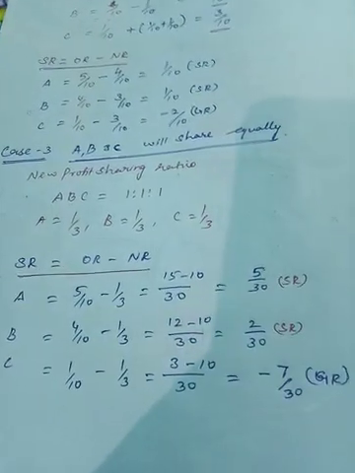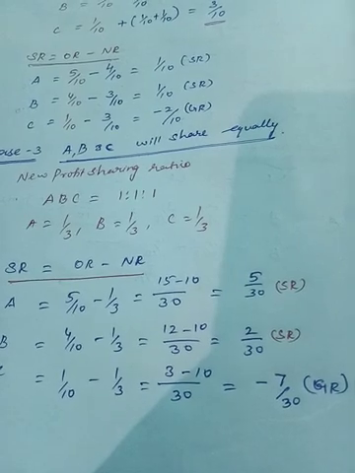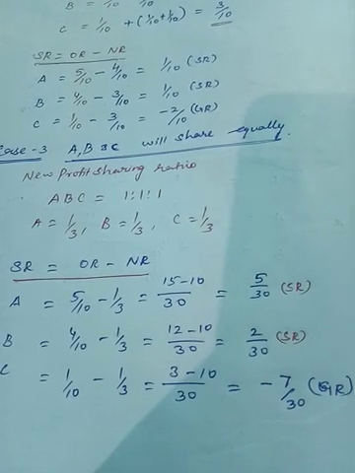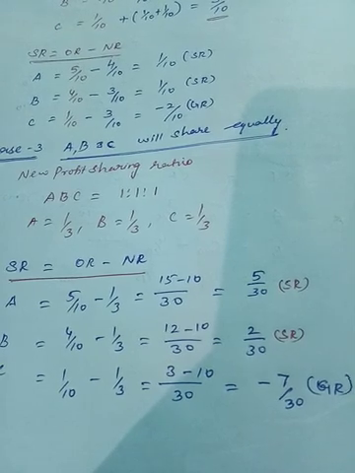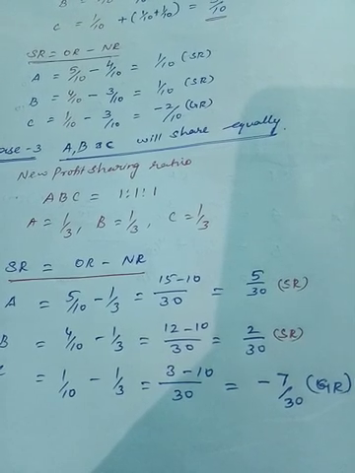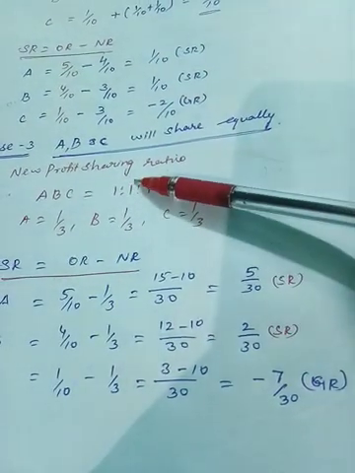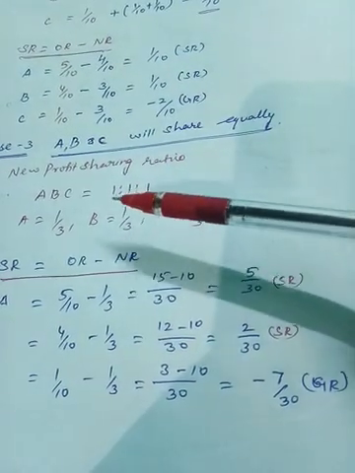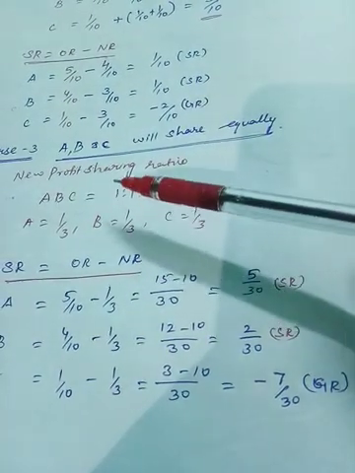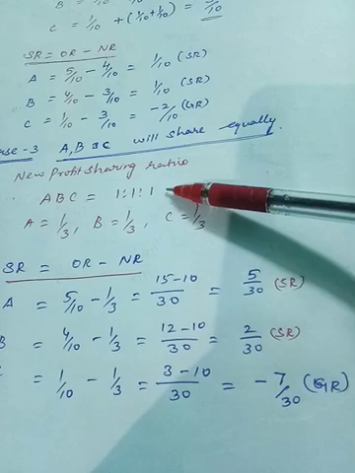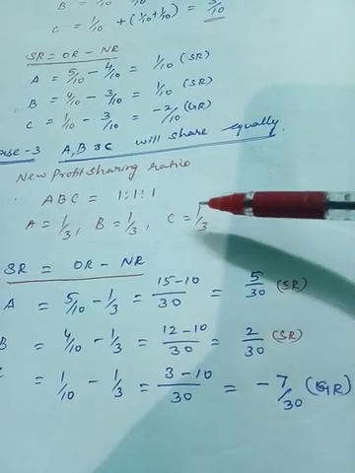Then the third one, A, B and C will share equally. In future profit sharing ratio, A, B and C will share profits and losses equally. But the old ratio is 5/10, 4/10, 1/10. Equal means 1:1:1, in fraction 1/3, 1/3, 1/3. So 1 plus 1 plus 1 is 3, total 3 shares. A will get 1, B will get 1, C will get 1.